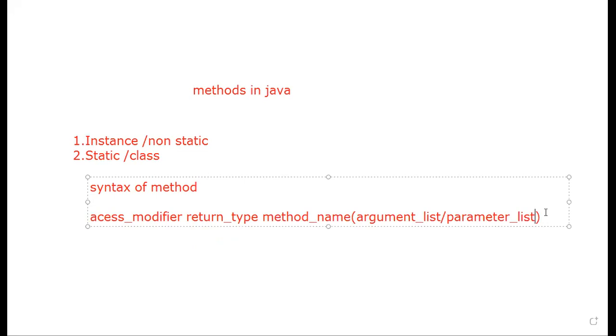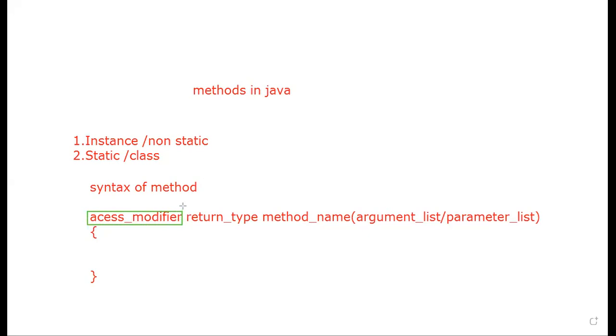Then method body, curly braces open, close. See guys, this is the method syntax. In a method syntax, how many things are there? First, the access modifier means visibility mode, the visibility of that function.